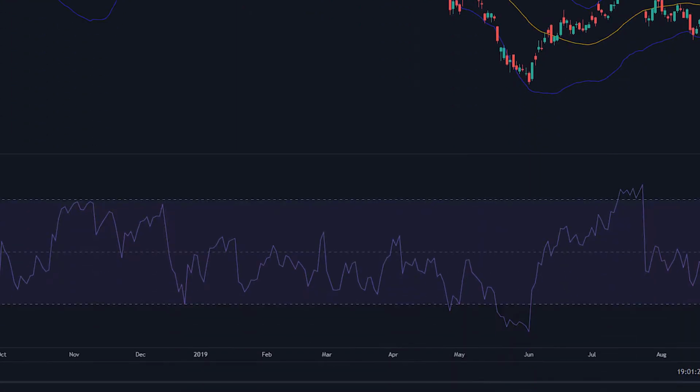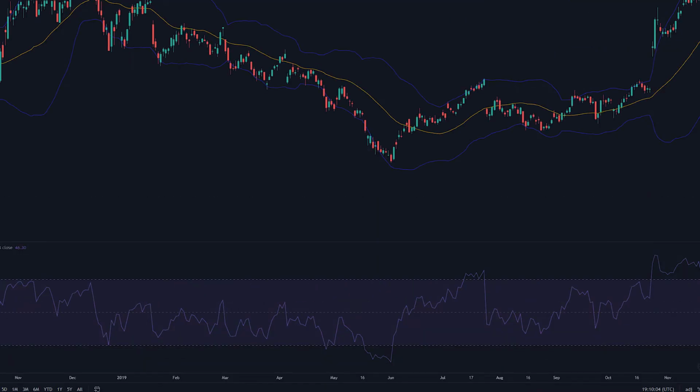By requiring extreme values before executing trades, the RSI acts as a safeguard, significantly reducing the likelihood of incurring losses during periods of market indecision.